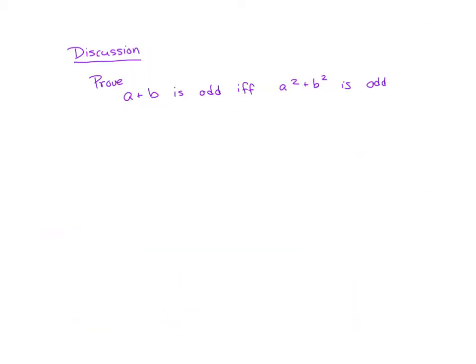All right, so we've got a discussion question for you. I want you to see if you can prove that A plus B is odd if and only if A squared plus B squared is odd. So go ahead, try some different approaches on that, see if you can prove one side or the other of that if and only if, or if you can get both of them. This is shorthand here. I with 2 F's is my shorthand for if and only if. So when I'm feeling lazy, I will write it like that.